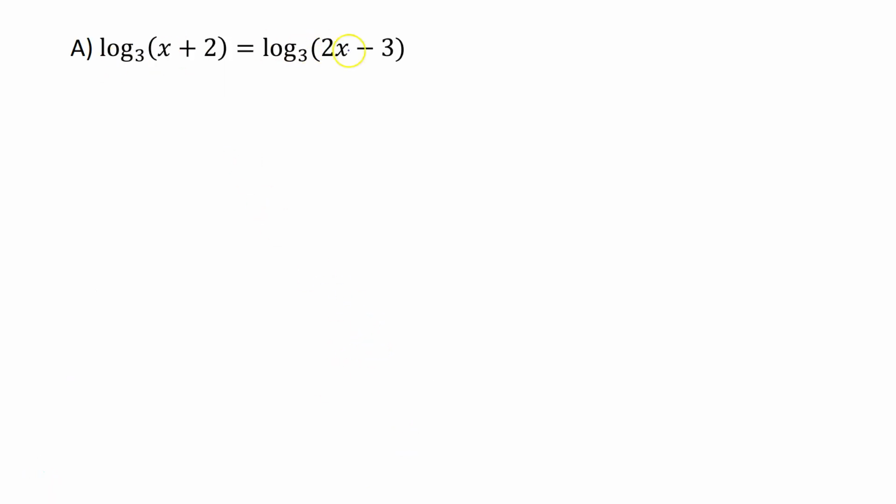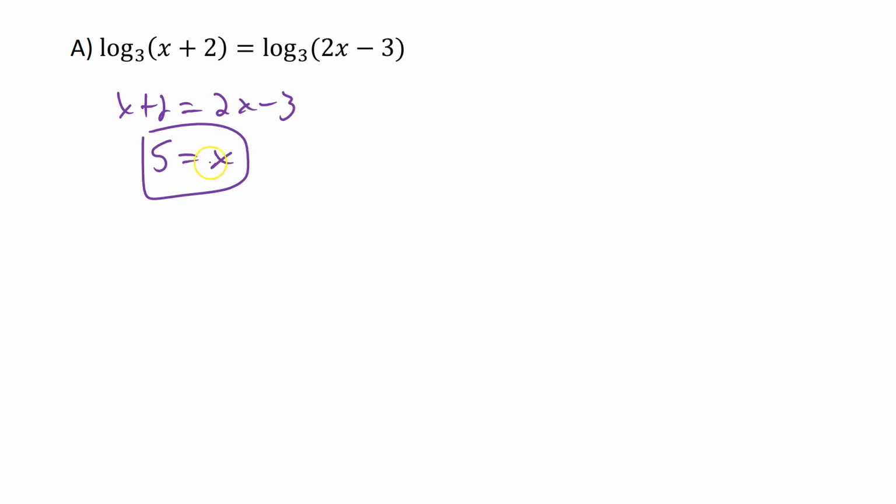So here we got log base 3, log base 3. Argument's got to be the same. X plus 2 has to be equal to 2x minus 3. Okay, so let's see. That means that if we add 3 to both sides, 5 is equal to x. That's it, right? Add 3 and subtract x. Yeah, we're done. 5 is equal to x.